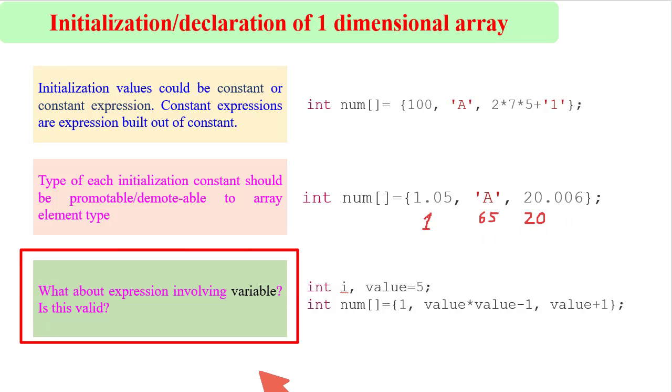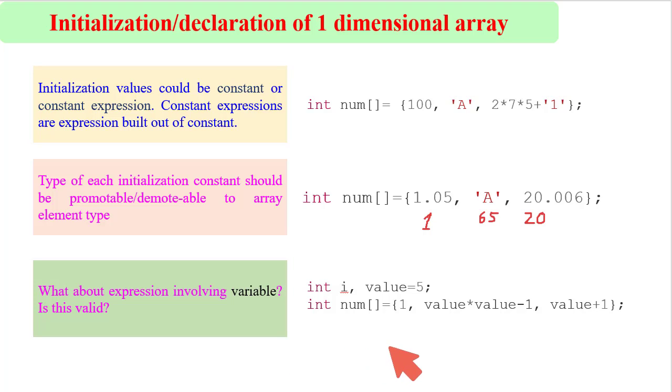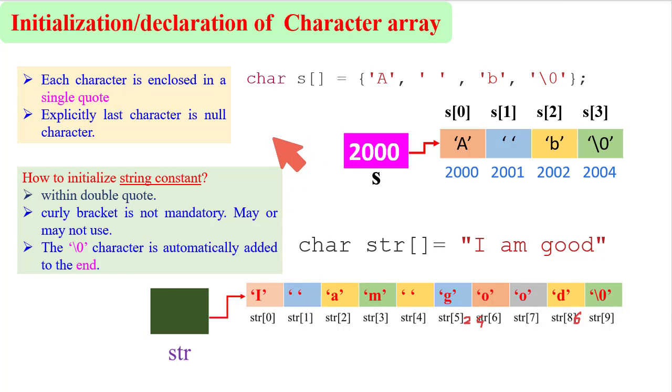Now what about an expression involving a variable? Say in this expression, num is the array variable, integer type data, but inside here see the second element, which is value * value - 1. What is value? Value is a variable. The user may define the value of the variable, and in this way the array can be initialized. So what will the data inside the first memory location be? The first memory location data will be 1, the next memory location data will be 24, and the next memory location data will be 6. Next, how to initialize a character array.